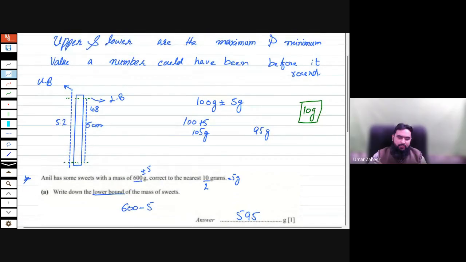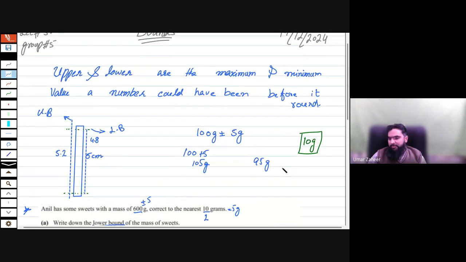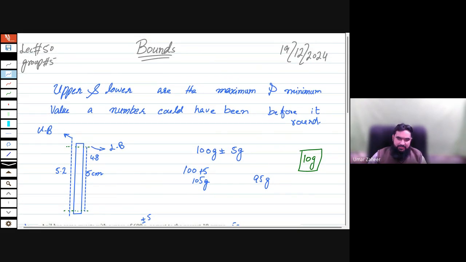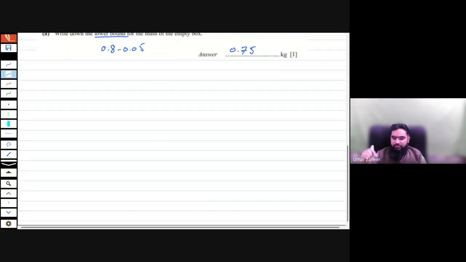This was just about the concept of what a bound is. When we do questions on bounds, we deal with 4 types of cases. The first is adding 2 quantities. The second is subtracting the 2 quantities. The third is multiplying, and the fourth is dividing the 2 quantities. Maybe the question asks you to find the upper bound of the final value or the lower bound of the final value. So we divide into 4 cases.